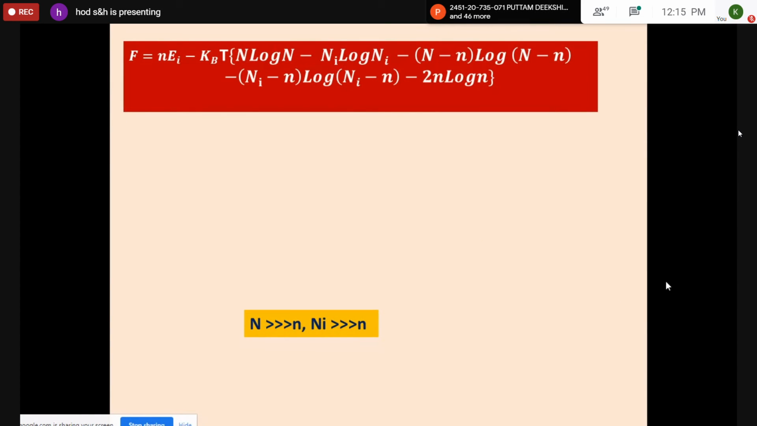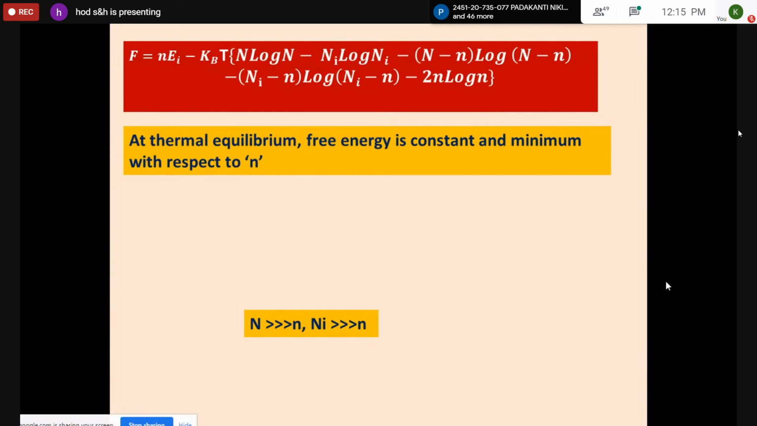Yes, sir. So further it can be written as F is equal to nEi minus kBT [N log N minus Ni log Ni minus (N minus n) log (N minus n) minus (Ni minus n) log (Ni minus n) minus 2n log n]. This is what we have taken, and everything else is the same. At equilibrium, free energy is constant and minimum with respect to small n. That is, dF by dn at constant T is equal to 0.